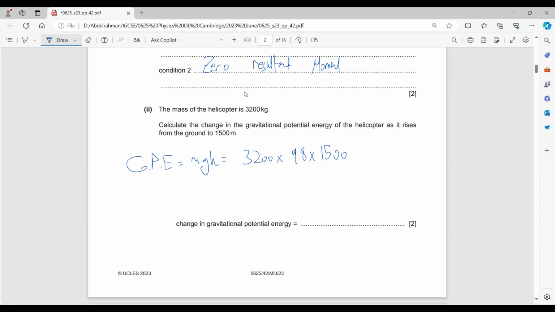The gravitational potential energy should be, and write it in standard form. It would be a huge number, definitely. So we need to write it in standard form. I got 4.7 times 10 to the power of 7. 4.7 times 10 to the power of 7. Do not forget the unit. What's the unit? Joules. Okay.